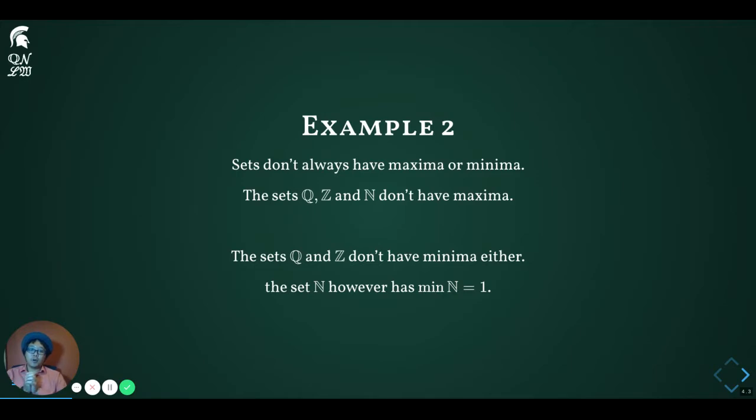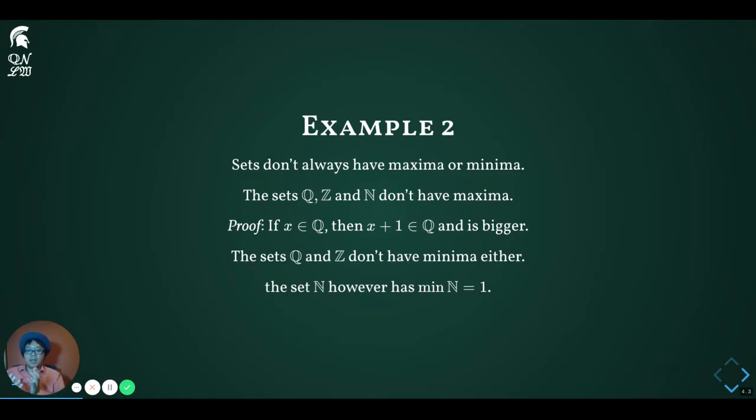Let's give a proof of the lack of maxima for these sets. The proof is in the spirit of a children's game of name a bigger number. Suppose x is a rational number. The same proof also works if we replace the rationals by the integers or naturals here. Suppose x is a rational number, then x plus 1 is also rational.